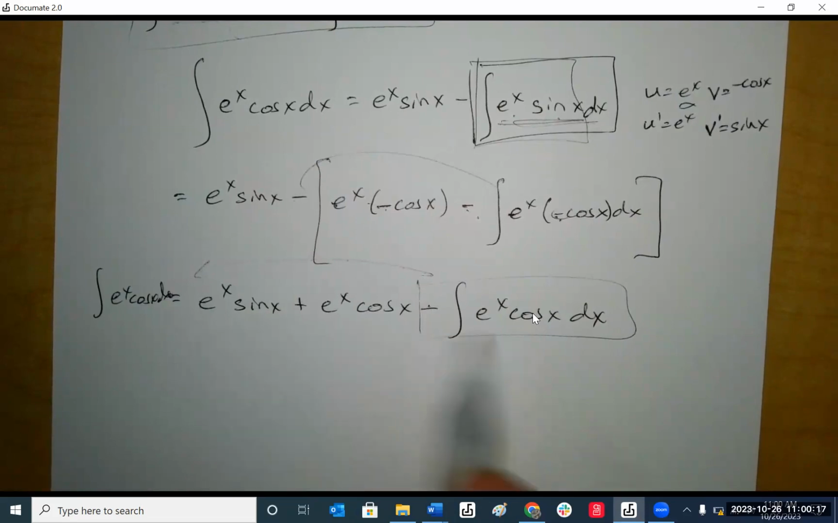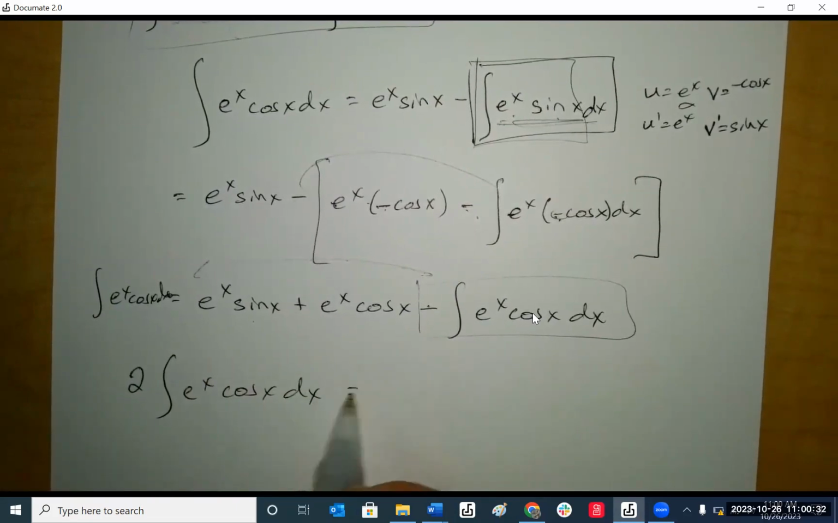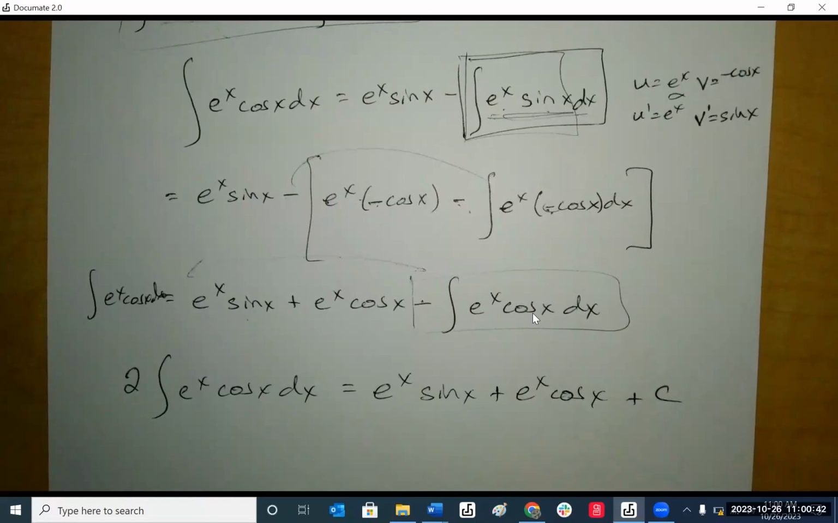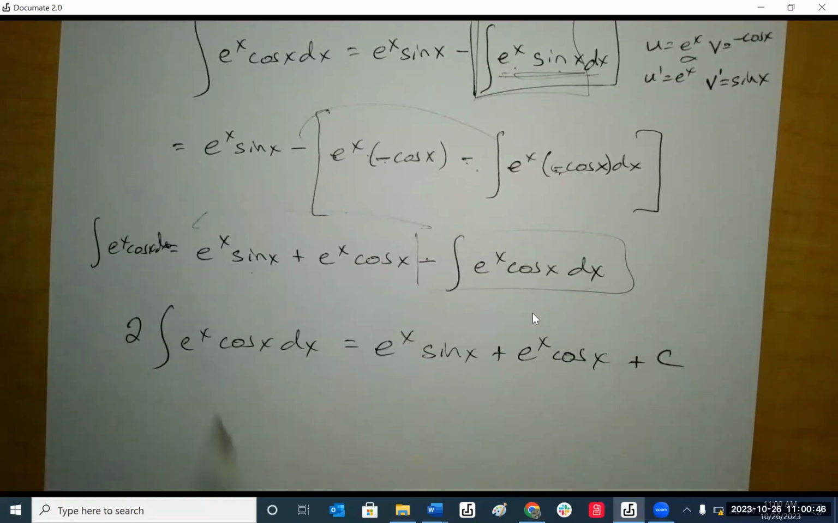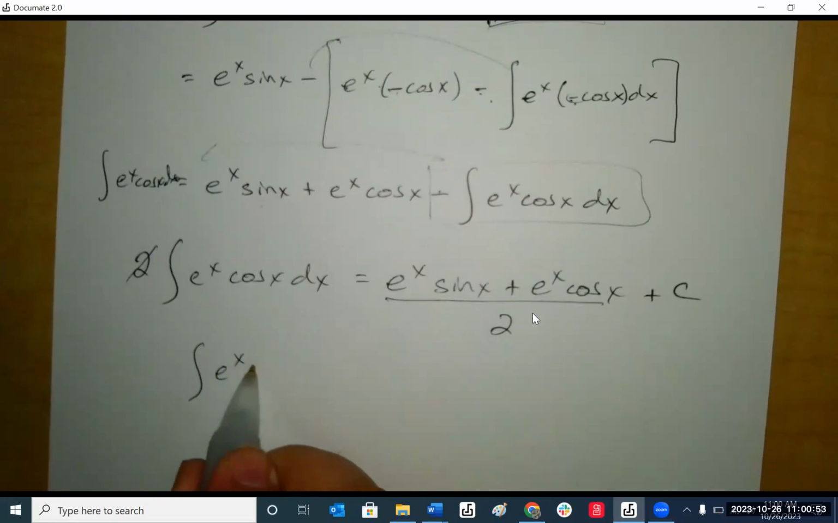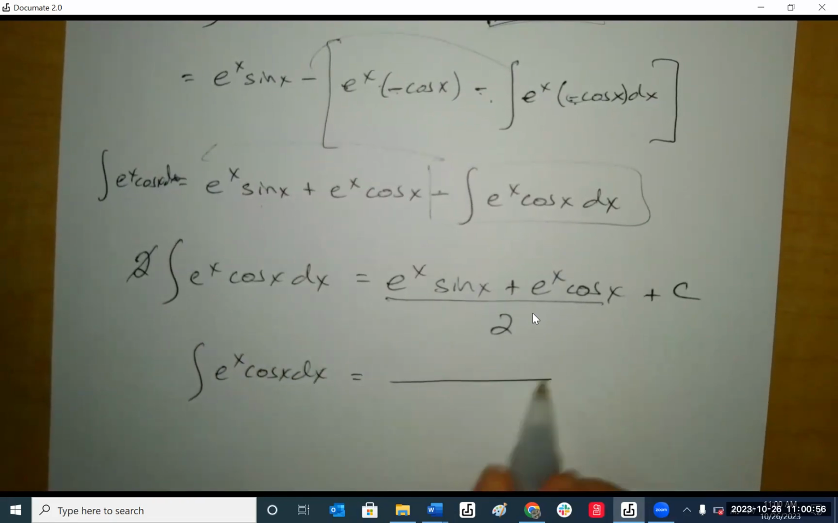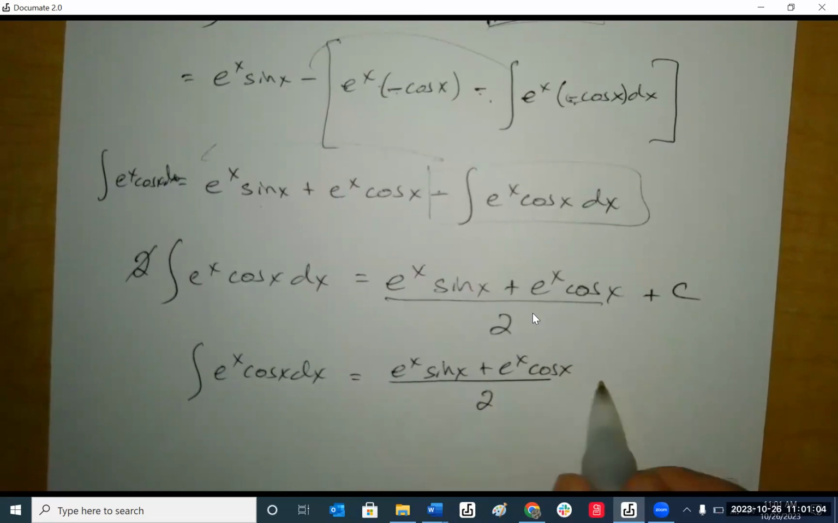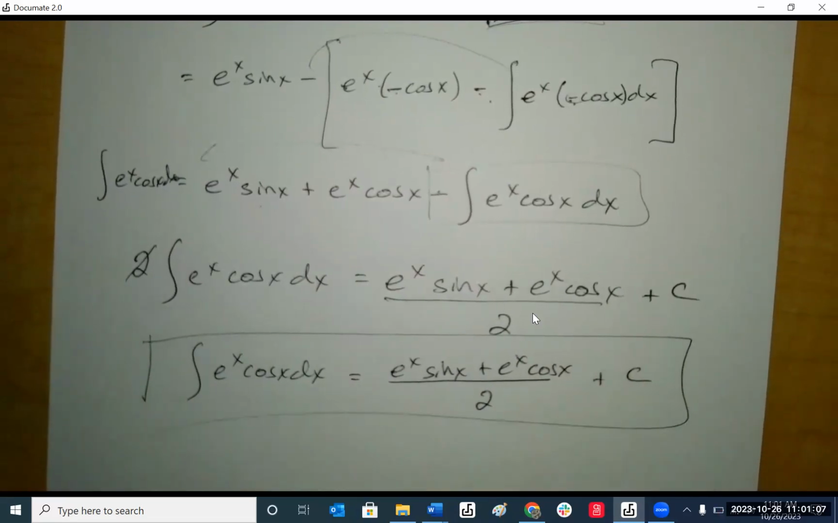Since it's going to be repeating, only the same things happen each time. If I keep on going further, I'll get another e to the x sine x. Then I do that again, I get e to the x cosine x. So I move that over there. I get 2 times the integral of e to the x cosine x dx equals e to the x sine x plus e to the x cosine x plus c. It's going to be a plus c eventually anyway, because it's an integral. And divide by 2. So my original integral is equal to e to the x sine x plus e to the x cosine x over 2 plus c. It'll keep on repeating itself.